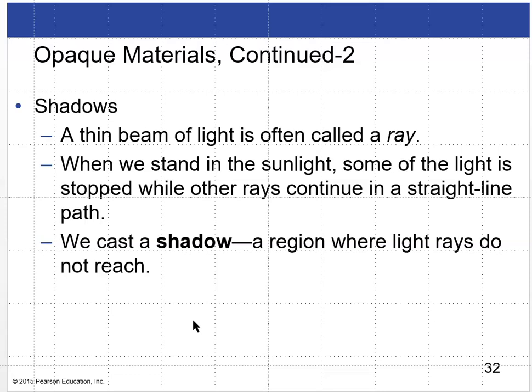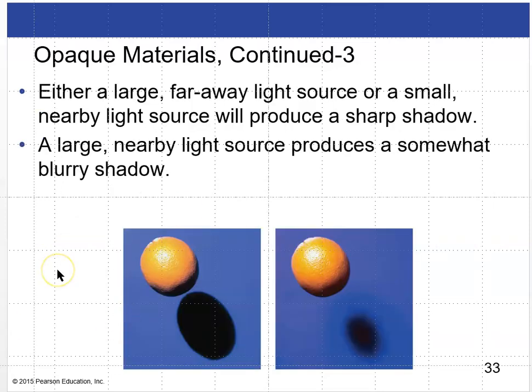When we stand in the sunlight, some of the light is stopped while the other rays continue in a straight line path. This is called casting a shadow. A shadow is a region where light rays do not reach. Now, there's two basic types of shadow. There's the umbral shadow, which is the dark type, and then there's the penumbral shadow, which is sort of a lighter gray shadow. Either a large faraway light source or a small nearby light source will produce a sharp shadow.